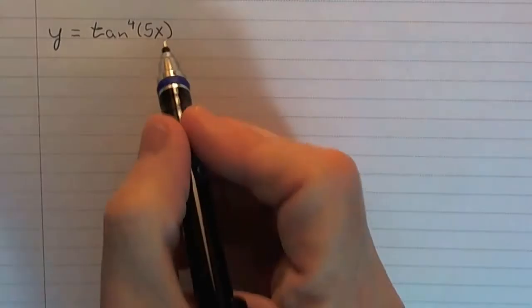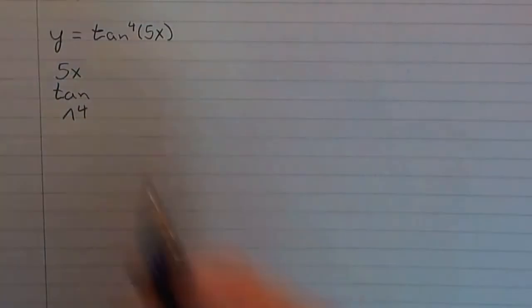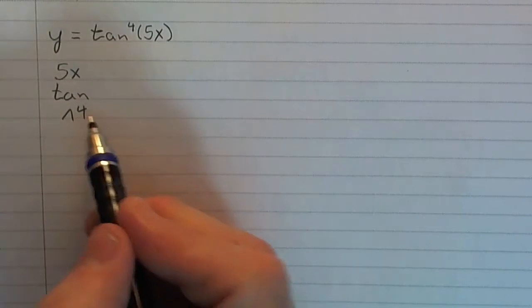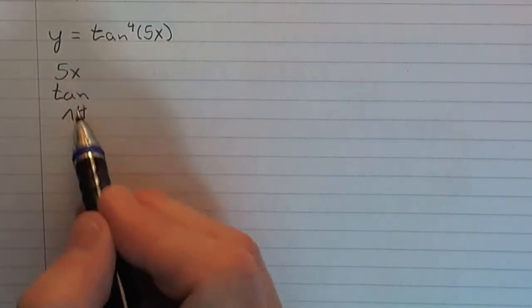Well, okay, if I had a number to plug in and compute the value for a given value of x, the first thing I would do is find out what 5x is. Then I would take the tangent of that, and then I would raise the result to the fourth power. So you can see the steps you're going through. So there's the outside, and you're working your way into the inside of the function.